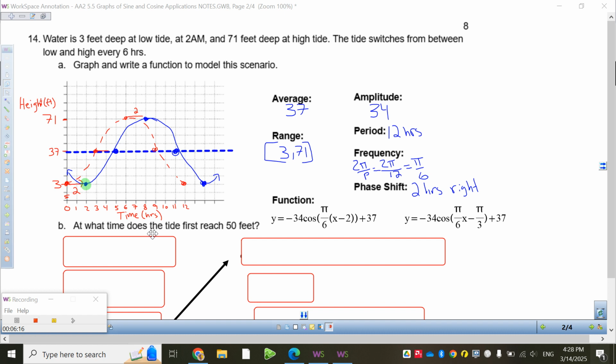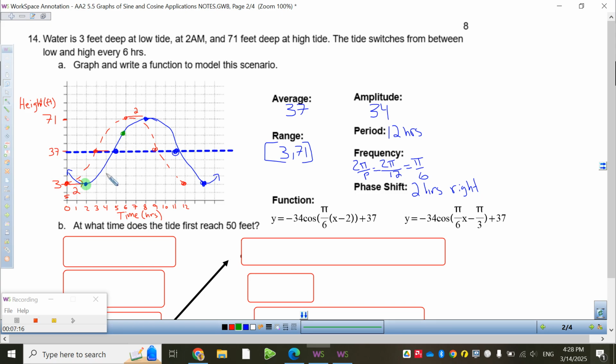At what time does the tide first reach 50 feet? So what I would like us to do is just make an estimate of where this occurs on the graph. And so 50 is somewhere in between 37 and 71. It's like roughly in the middle. So I'm going to guess that our value that we're going to find here is like somewhere around this green dot. That's about when the height is 50 feet. And that will be the first time on our graph that it reaches 50 feet.